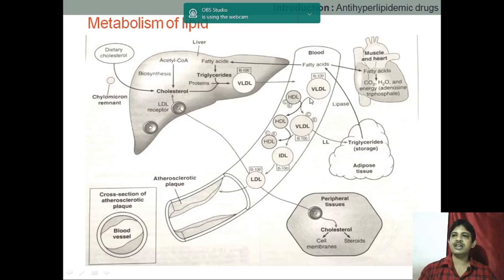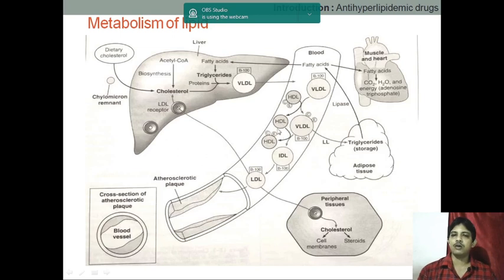Next, this VLDL accepts apoprotein C and E. It accepts them from the high density lipoprotein, HDL. HDL will give the apoproteins C and E, and then receive them back as VLDL delivers triglyceride to adipose and other tissue via the action of the lipoprotein lipase.